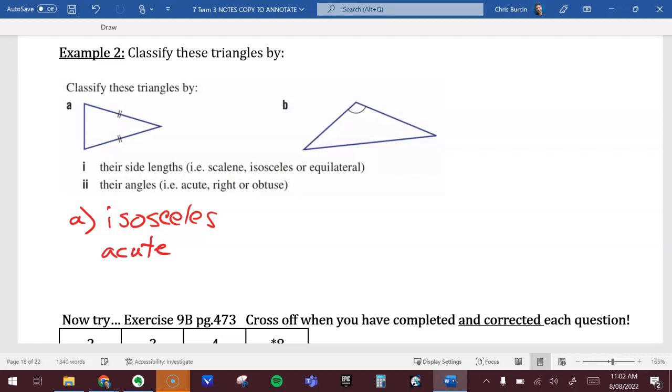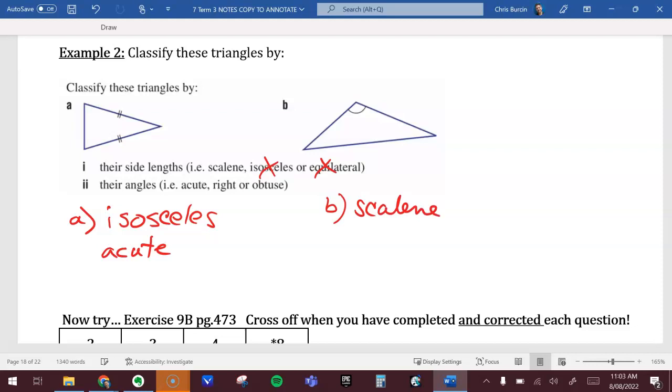For B, looks like we don't have two sides that are equal. At least it's not indicated by these. I can measure and find out. So what we're going to do is, if I measure them, they're all different. So it's not going to be isosceles. It's not going to be equilateral. Our choice is scalene. And look at the spelling of scalene, like a scale.